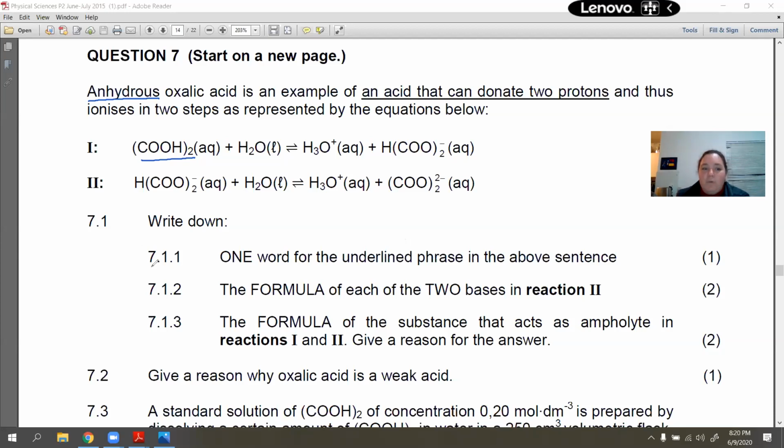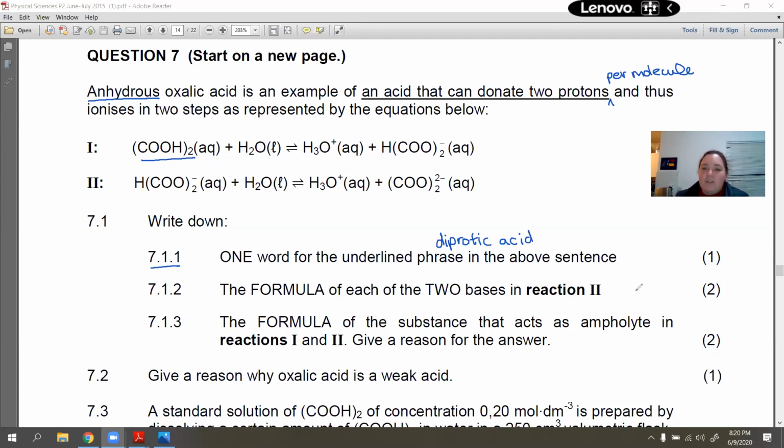Question 7.1.1, write down one word for the underlined phrase in the above sentence. Does anyone know the answer? You're welcome to shout out. What do we call an acid that can donate 2 protons? A diprotic acid. Yay! Thank you. I'm sure that many of you got that right. It is a diprotic acid. I must be honest, I want to write in here per molecule, because there's so many people who get penalized when they don't write per molecule. The examiner definitely should put it in.